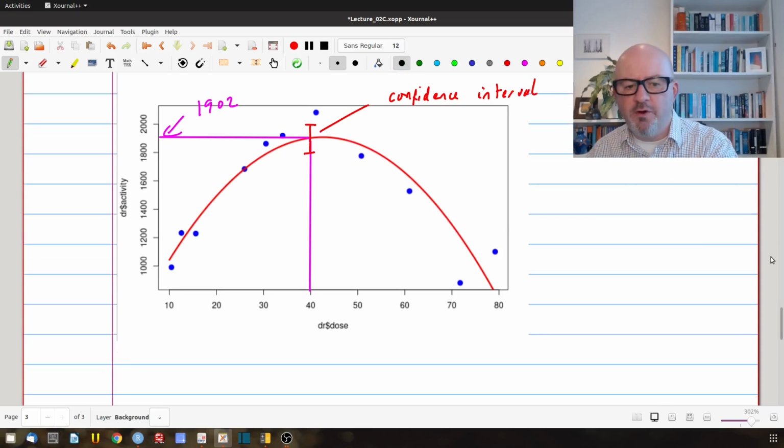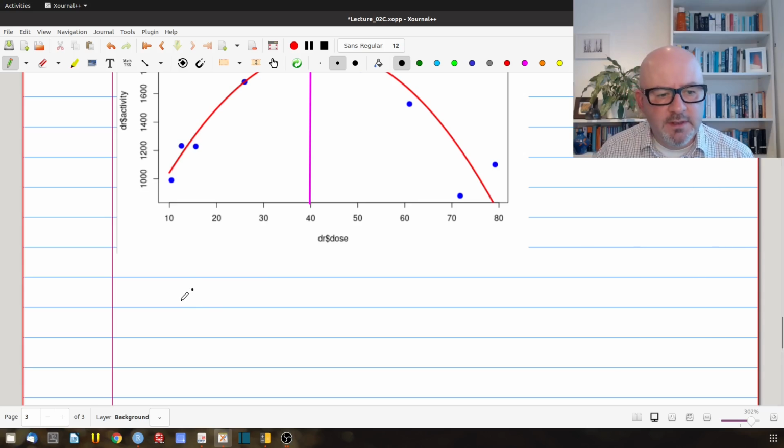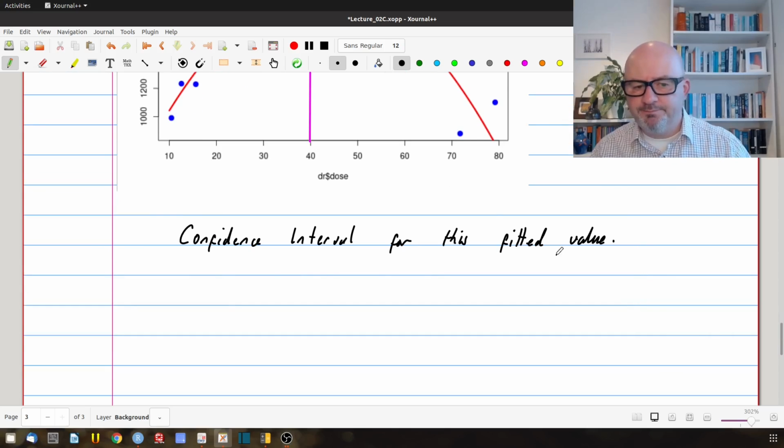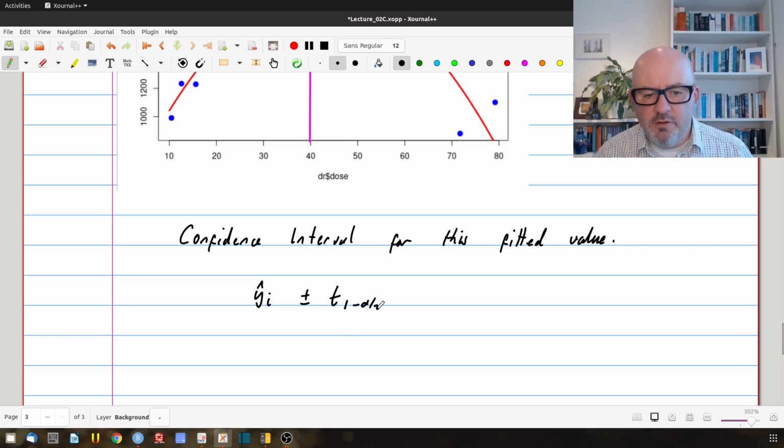How do I go about doing that? So how do I get a confidence interval for my predicted value or fitted value? I want a confidence interval for this fitted value. How do we get that confidence interval? Well, it's going to be y hat i plus or minus a t quantile, 1 minus alpha over 2, with degrees of freedom equal to n minus p. So an appropriate value from the t distribution, because remember it'll be a t-based confidence interval, times what's called the standard error of the fitted value.